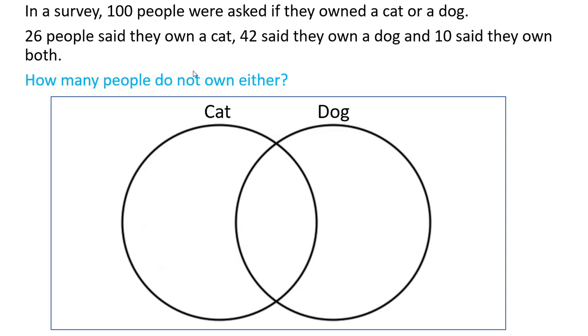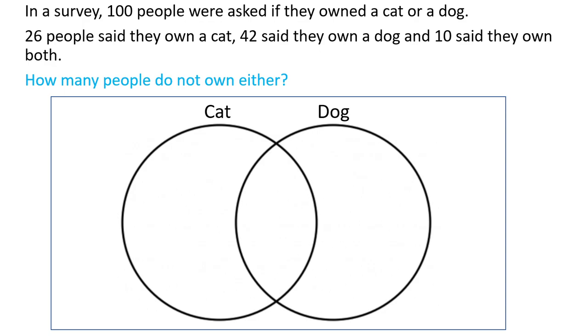Okay, so this video will be looking at probability questions involving Venn diagrams. So the first question is, in a survey, 100 people were asked if they own a cat or a dog. 26 said they own a cat, 42 said they own a dog, and 10 said they own both. So the question is, how many do not own either?